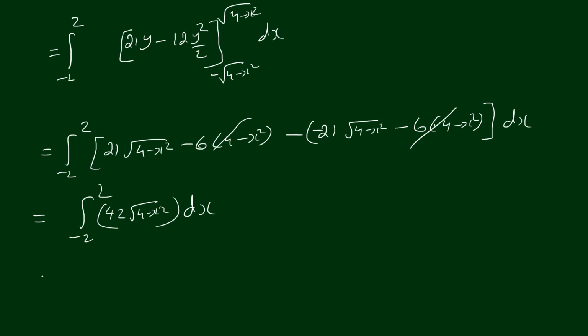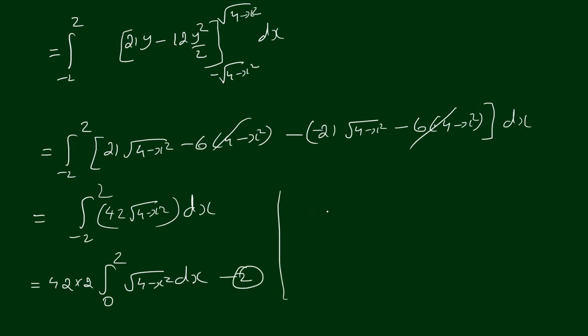So here for solving this, it is better to give one substitution. So this is 42 times 2, you can write it as 2 times the integral from 0 to 2 under root 4 minus x square dx. Here, just give a substitution. Since for removing that under root, we can give x is equal to 2 sin theta or 2 cos theta. That is up to you.